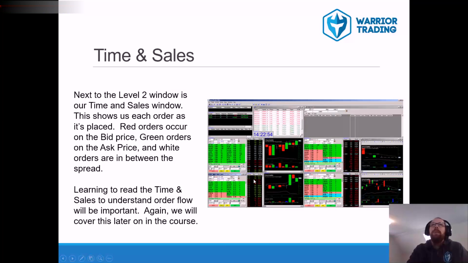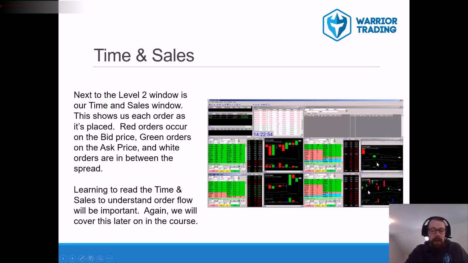So next to the level 2 window, you've got your time and sales window. The time and sales is here where you've got the green and the white and the red. This shows you every single transaction that goes through. Every time an order goes through, it'll print in the time and sales. The old-fashioned tape machines used to spit out paper giving you the current quotes. It would show you the orders that were going through. That's where reading the tape comes from. You could see these orders going through, lots of buy orders or lots of sell orders.